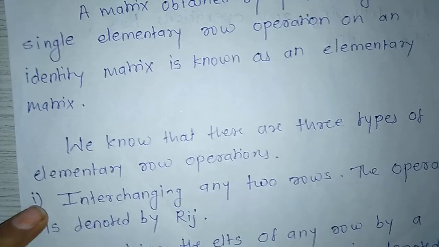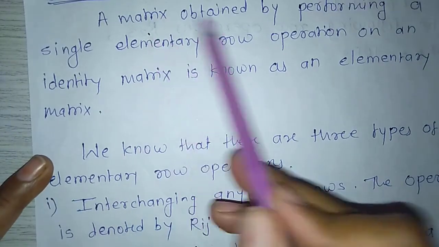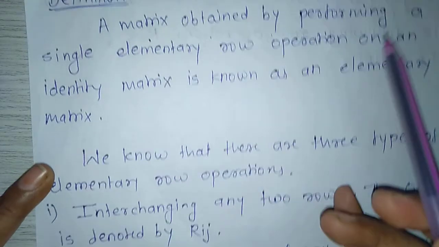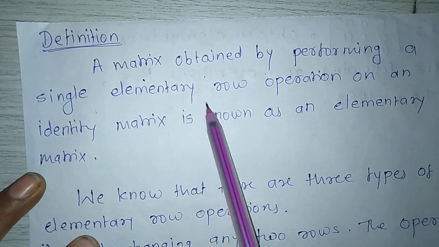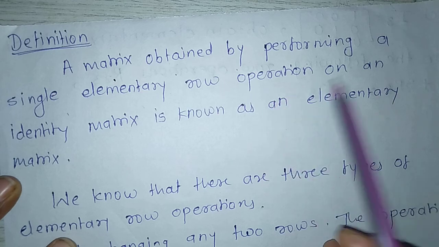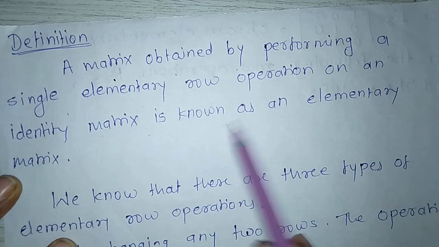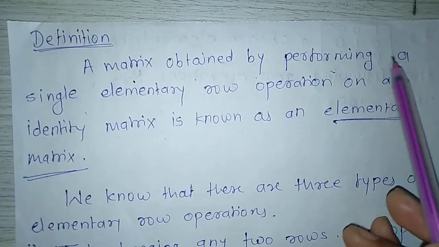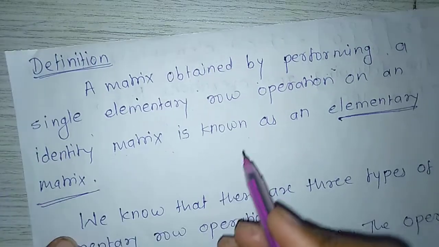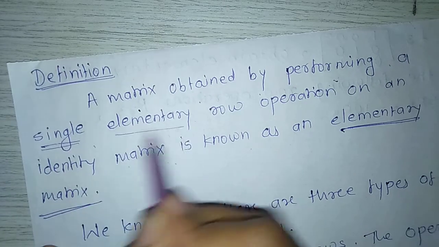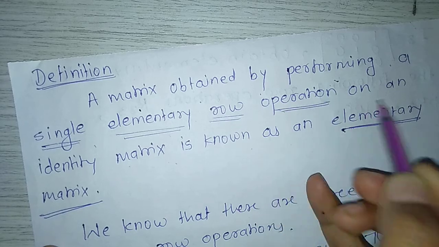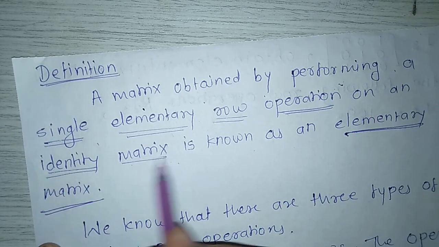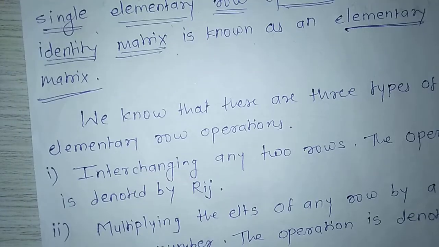Next definition: elementary matrix. A matrix obtained by performing a single elementary row operation on an identity matrix is known as an elementary matrix.